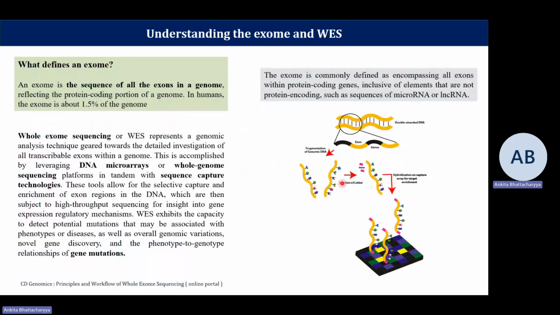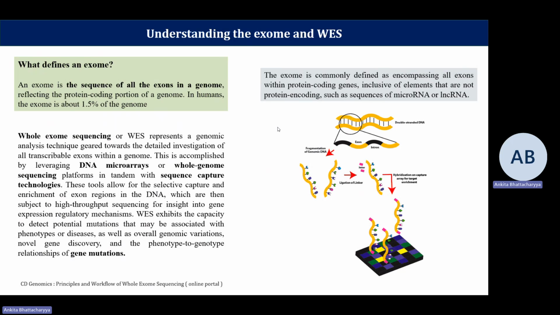So, first of all, beginning with the key concept, which is about understanding the exome and the whole exome sequencing technique. So, what defines an exome? An exome is the sequence of all the exons in a genome, reflecting the protein coding portion of a genome. So, that is the simple definition of an exome. In humans, the composition is approximately 1.5% of the total genome.